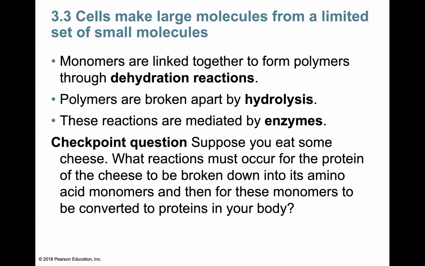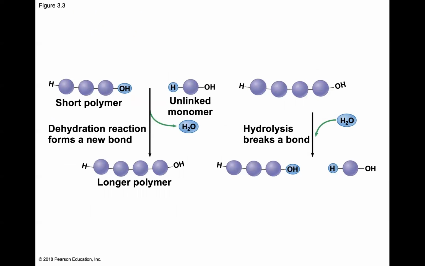A checkpoint question you can think about is: suppose you eat some cheese. What reactions must occur for the protein of the cheese to be broken down into its amino acid monomers, and then for these monomers to be converted to proteins in your body? What type of reaction happens here? This is just a diagram that shows us the dehydration reactions that can occur, as well as hydrolytic reactions where water is introduced.